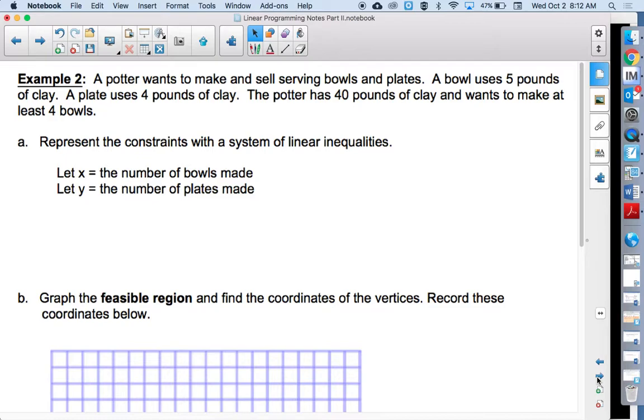So read through it a second time after you read through it the first time. Again, your X and Y are listed. The X would be the bowls, the Y would be the number of plates. See if you can come up with a system of inequalities. So what constraints are on the system? What would the system of inequalities look like?